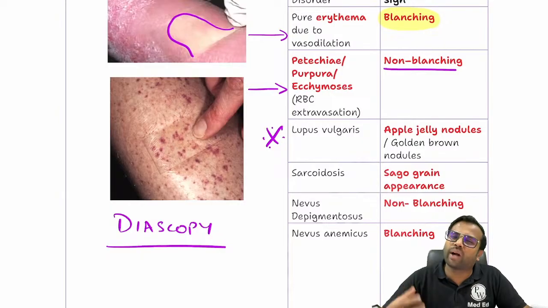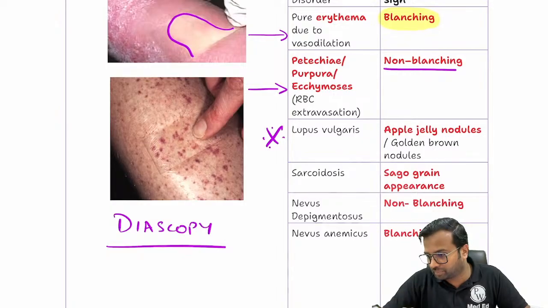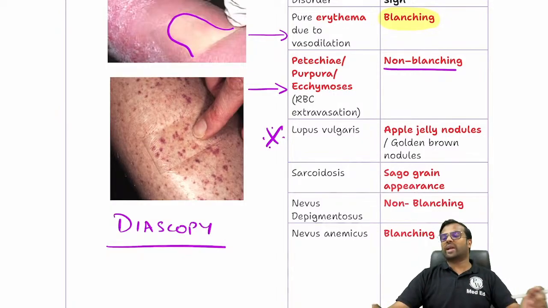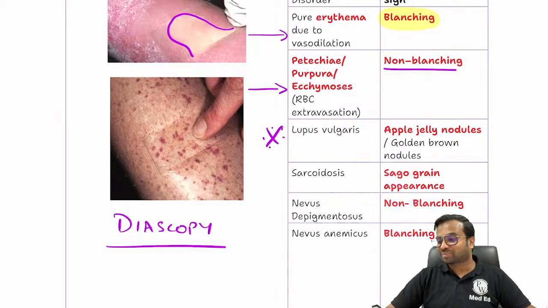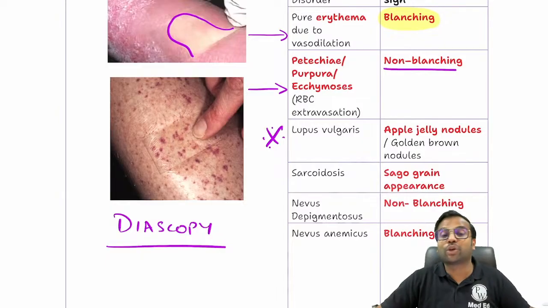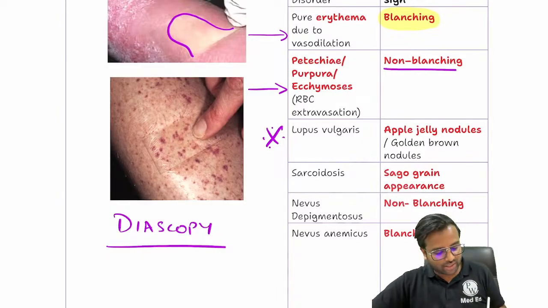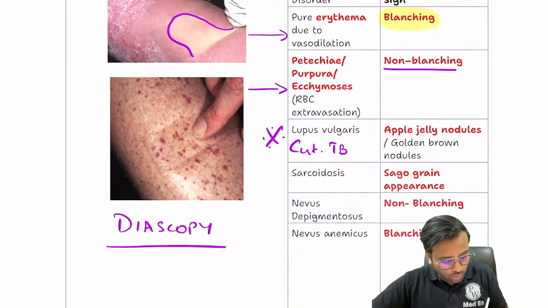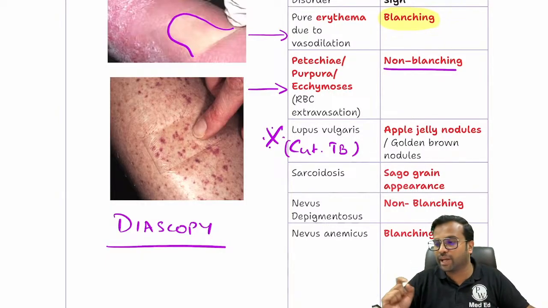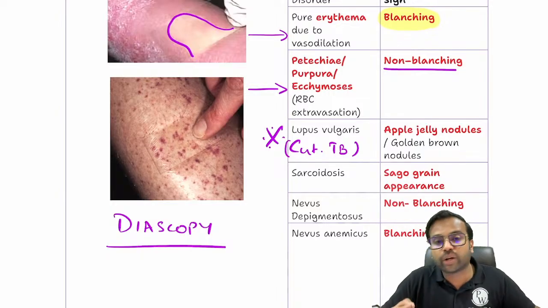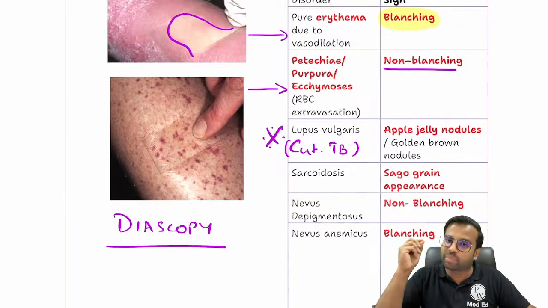How many of you remember what exactly is lupus vulgaris? Lupus vulgaris is cutaneous tuberculosis, isn't it? In cutaneous tuberculosis, you can see something called apple jelly nodules. Whereas in sarcoidosis, we can see a sago grain appearance.